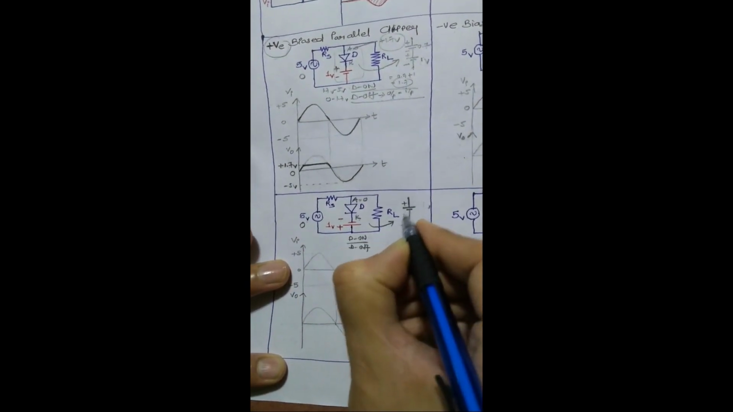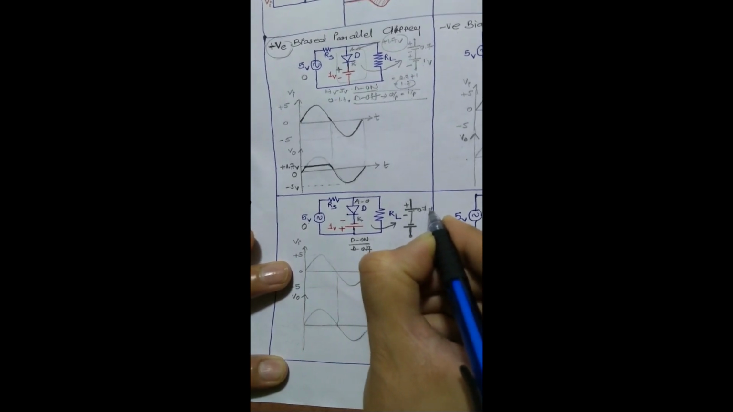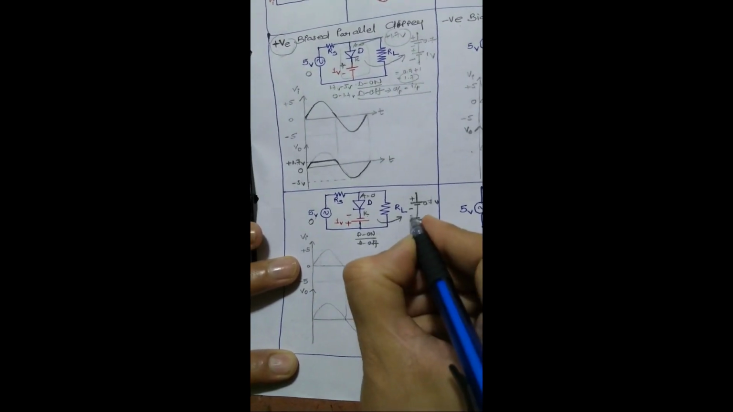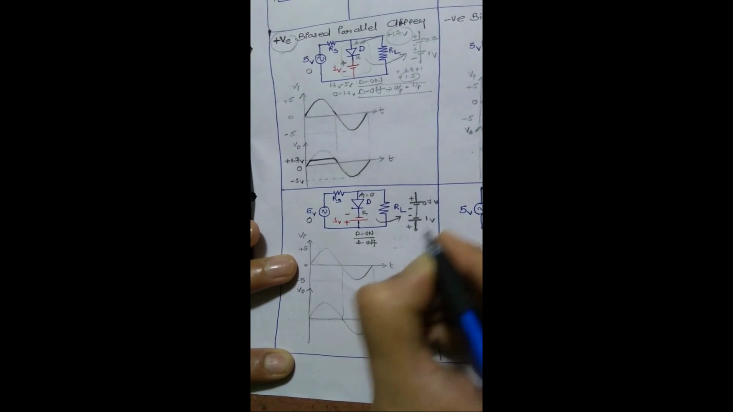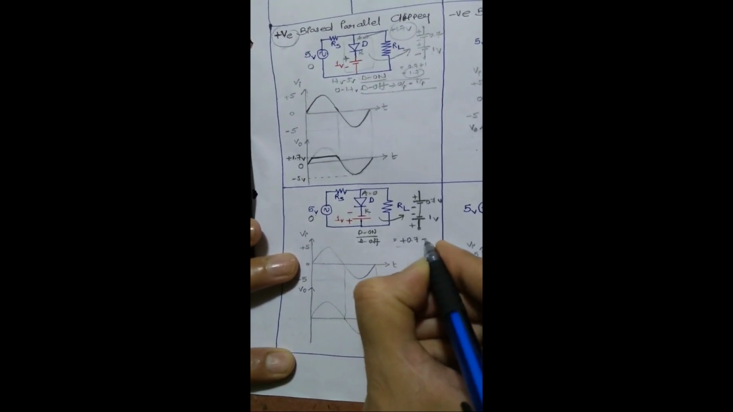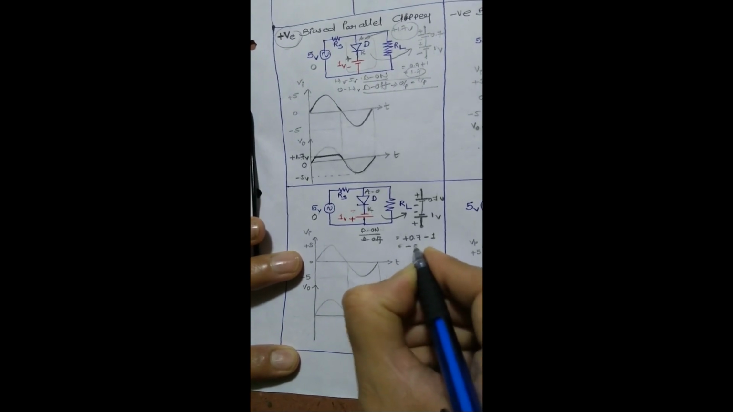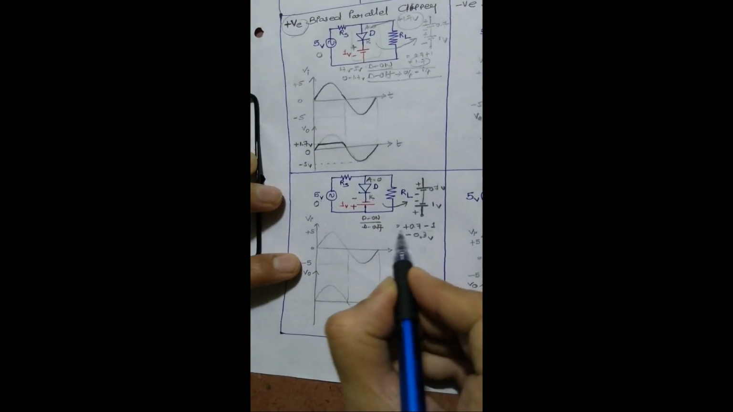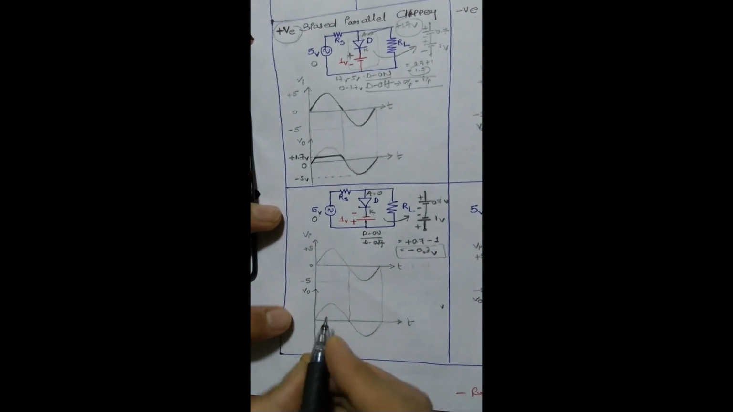Anode makes the plus plate, cathode the minus, 0.7 volt, and the battery is minus plus, 1 volt. So in this case, plus 0.7 minus 1 is equal to minus 0.3 volt. So your waveform will start from minus 0.3, not 0. So this is your starting point. Your waveform starts from minus 0.3 volt.